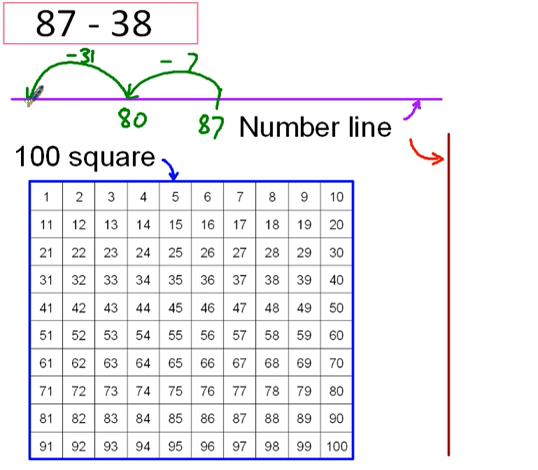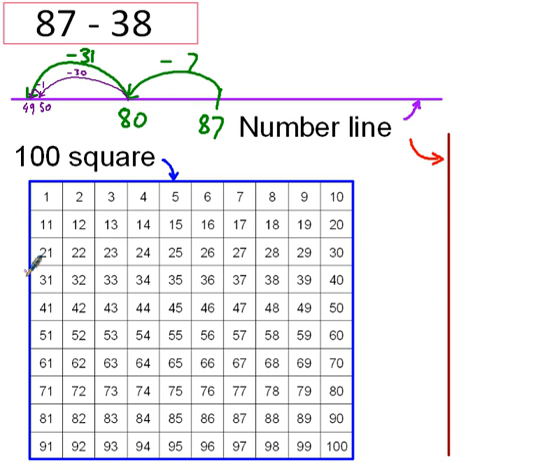80 take away 31. Well, I can break this down again. I can use my other mental technique of compensating, or the only kidding approach. What I could do is take away 30 first of all to get down to 50, and then take away 1 to get down to 49.